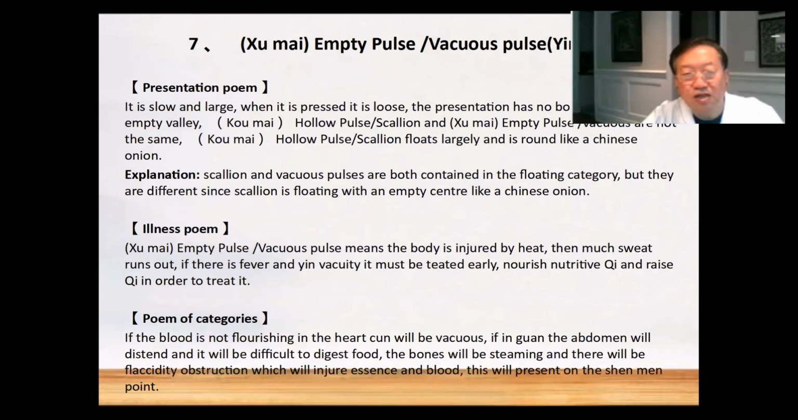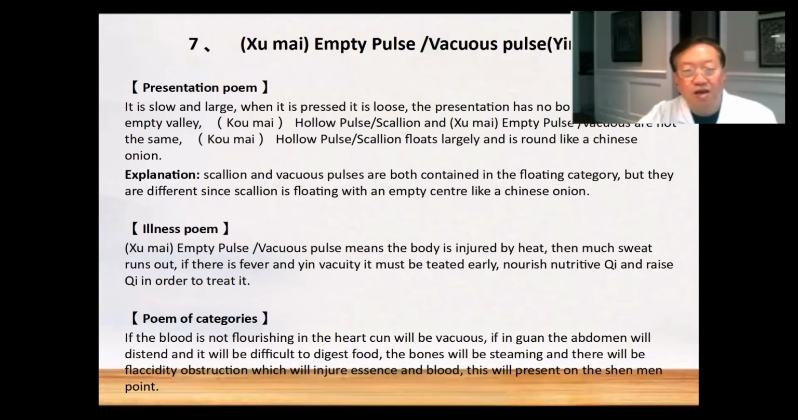7. Shumai, or empty or vacuous pulse, is in the yin category. Presentation poem. It's slow and large. When it is pressed, it is loose. The presentation has no border and is like an empty valley. Koumai, or hollow or scallion pulse, and Shumai, empty or vacuous pulse, are not the same. Koumai, hollow or scallion pulse, floats largely and is round like a Chinese onion.